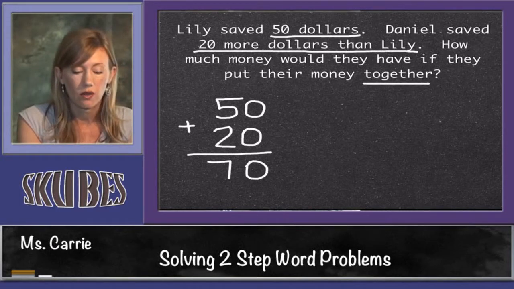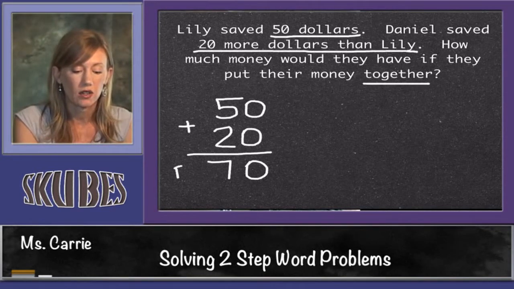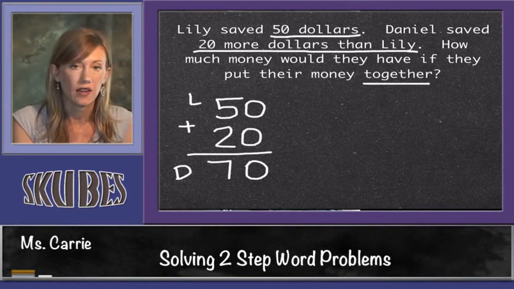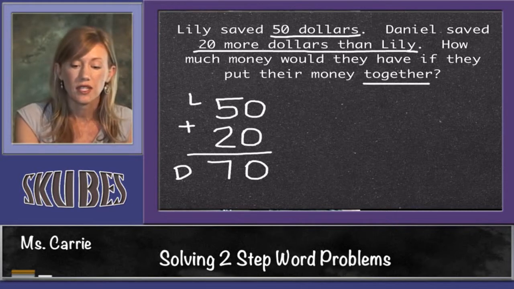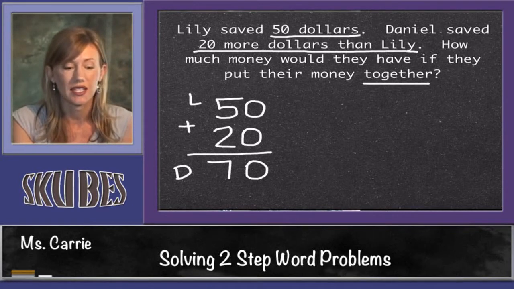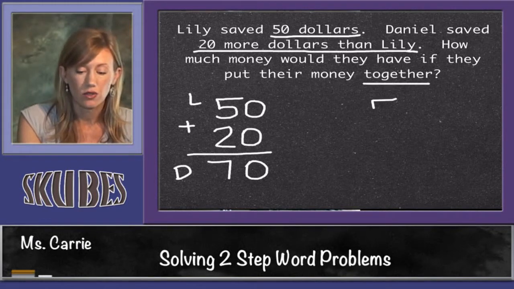0 plus 0 is 0, 5 plus 2 is 7, so 70. Daniel, I'm going to put a D right here so we don't forget, has $70. I'm going to put an L up here for Lily. Lily had 50. Now the second part of the problem says how much money would they have if they put their money together?